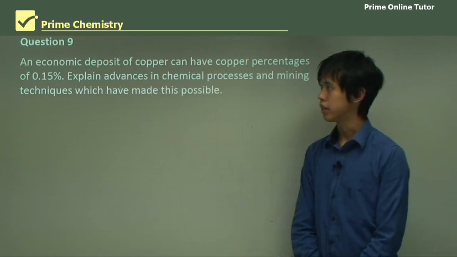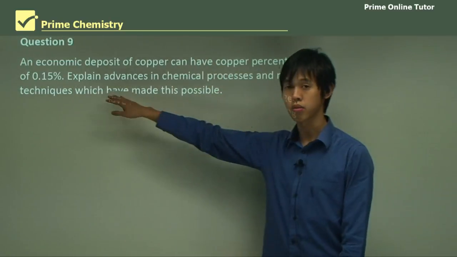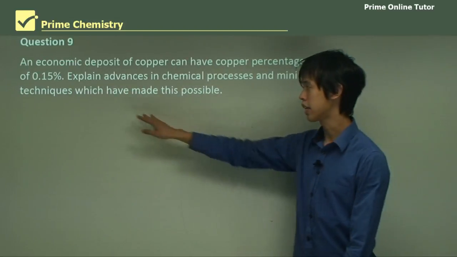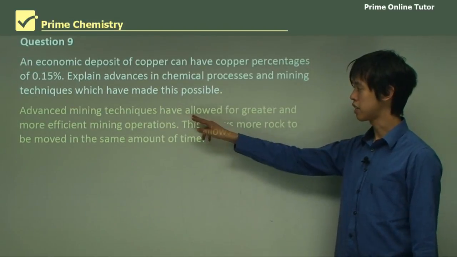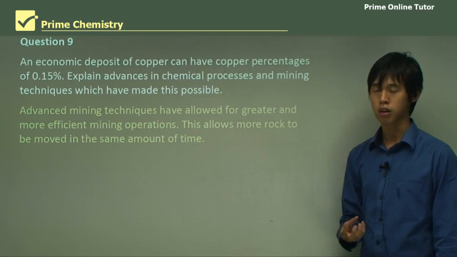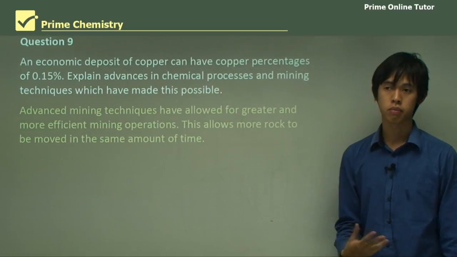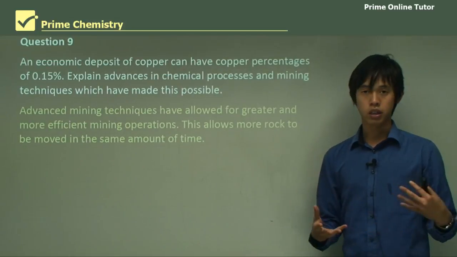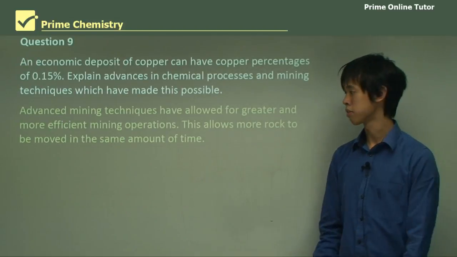Okay, so question 9. An economic deposit of copper can have copper percentages of 0.15%. Explain advances in chemical processes and mining techniques which have made this possible. While advanced mining techniques have allowed for greater and more efficient mining operations. This allows more rock to be moved in the same amount of time. So, because our mining processes have gotten better, we can actually extract more rock in a given time than we could before.